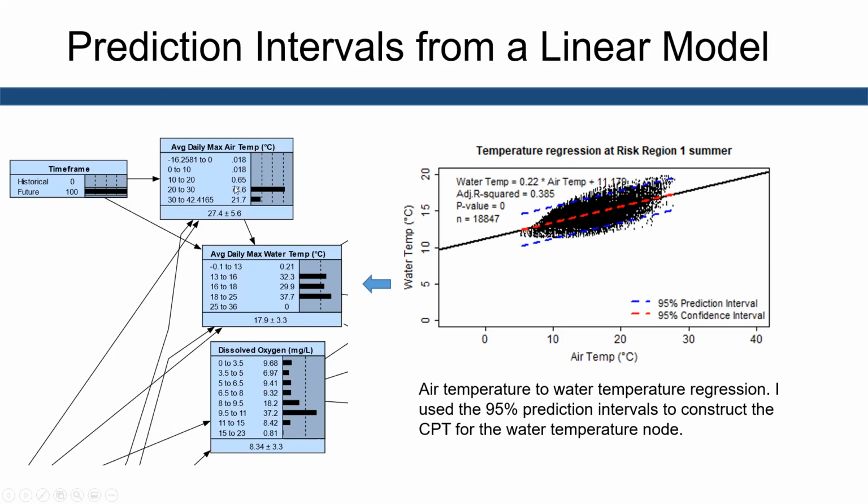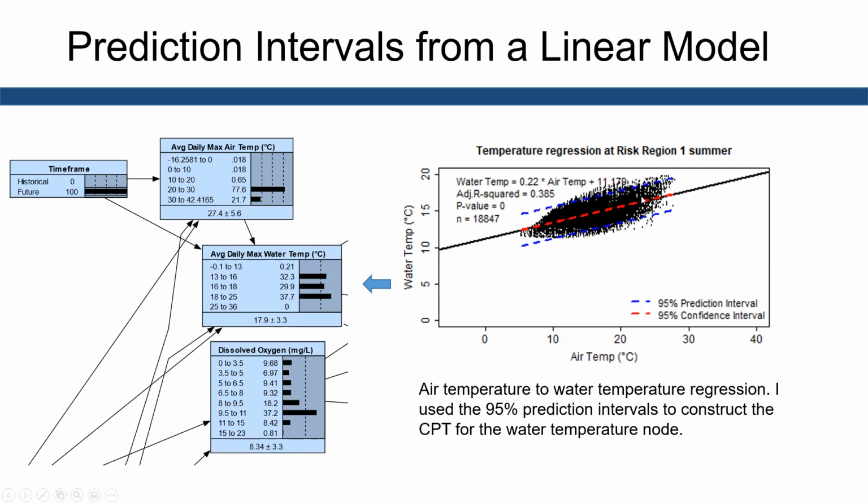And so this relationship right here is defining what the probability of the water temperatures would be given these air temperature projections. And so the way that I had to define that and create a conditional probability table is I used environmental sampling data that were risk region and season specific. And they were sampling data that were sampling air temperature and water temperature at the same time. And so I created a linear regression with those data.